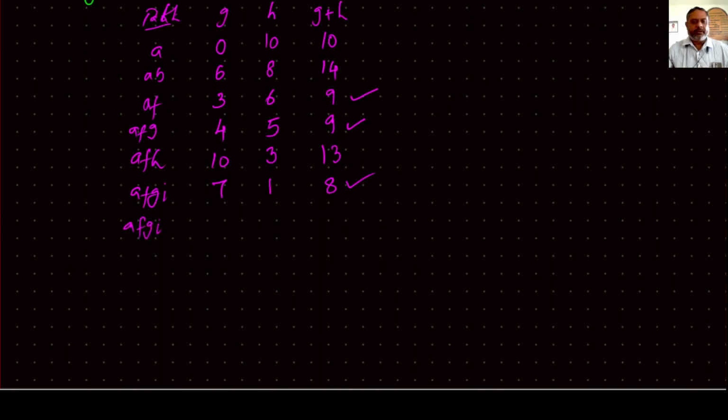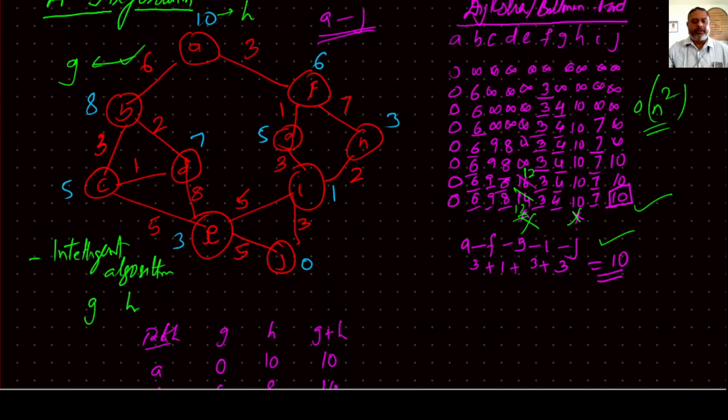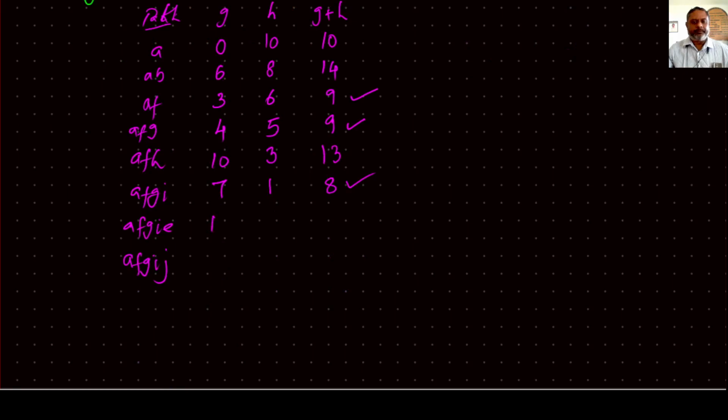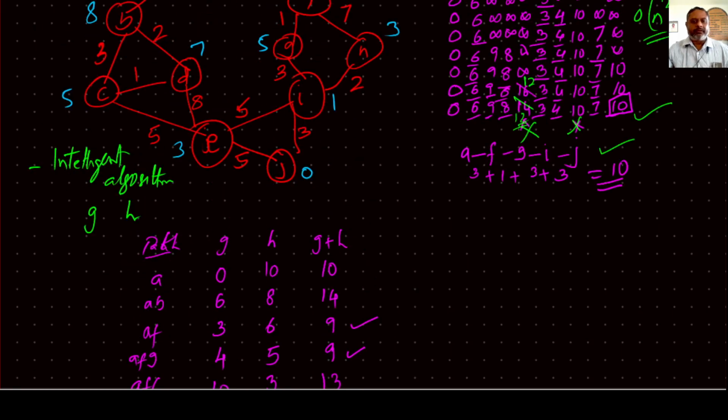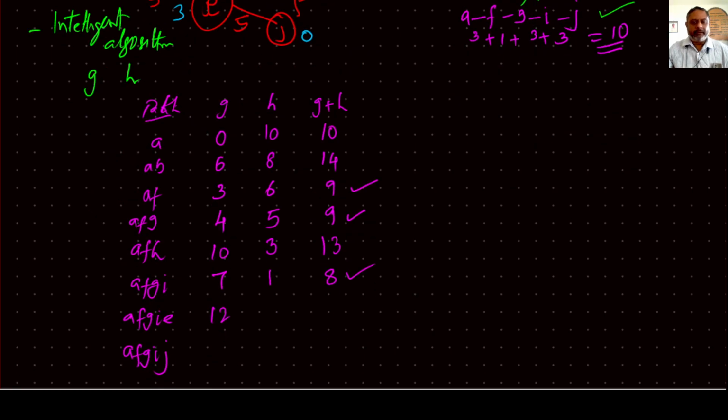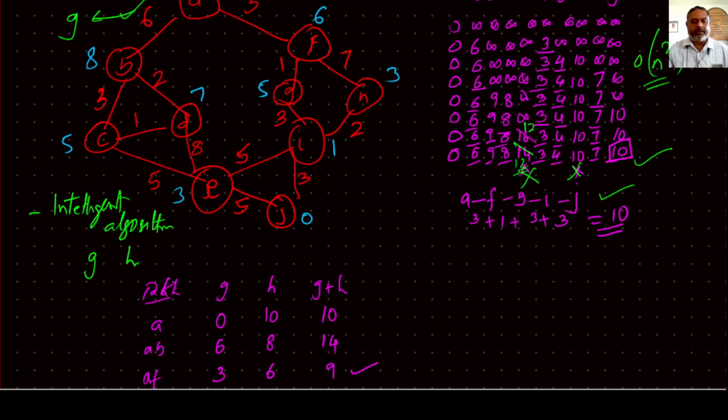AFGI can go to E or it can go to J. If it goes to E, then 3 plus 1 plus 3, 7 plus 5 is 12, and the heuristic value of E is 3. So that tells us that this path will take approximately 15 units.